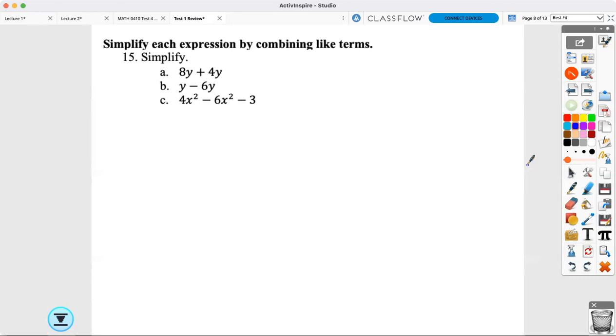So look at 8y and 4y. Class, are 8y and 4y like terms? Can I combine those two? Yes. What do we get when we combine them? 8y and 4y gives us 12y, correct. B, y minus 6y. So there's an invisible what in front of the y? 1. And then 1 take away 6, you're still going to owe me negative 5y.